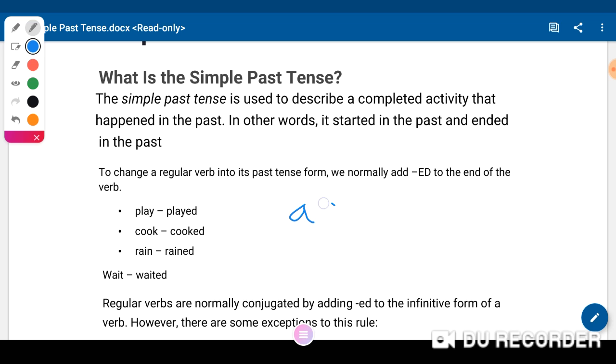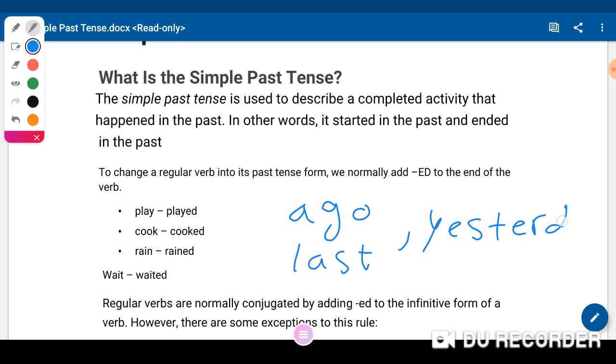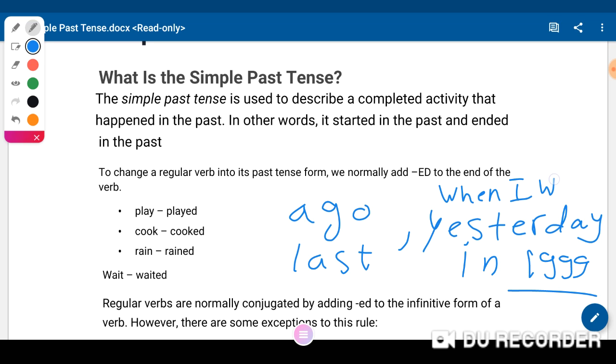Ago, last, like last week, last month, last year, any last in the whole word. Ago, 2 days ago, 3 days ago, 2 weeks ago, 5 minutes ago, or yesterday, or any old date, like in 1999, for example, or in 2011, in 2015, or when I was 5 years old, I was 10 years old.